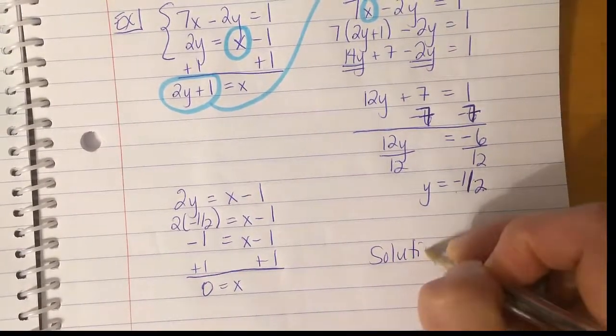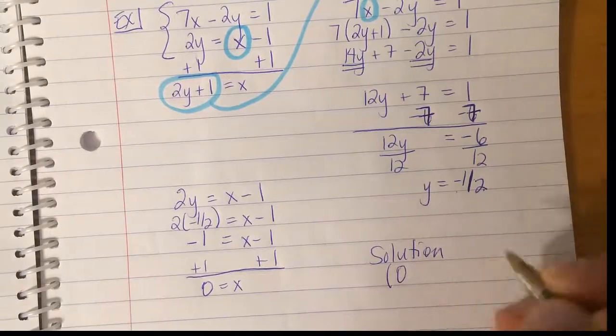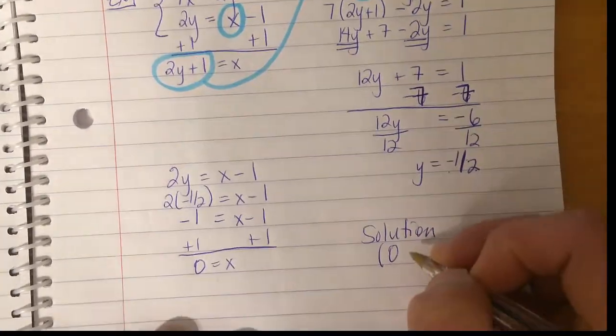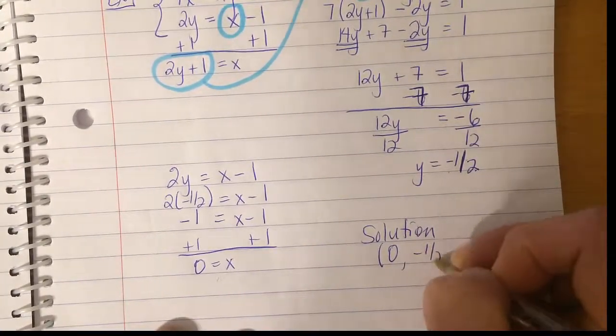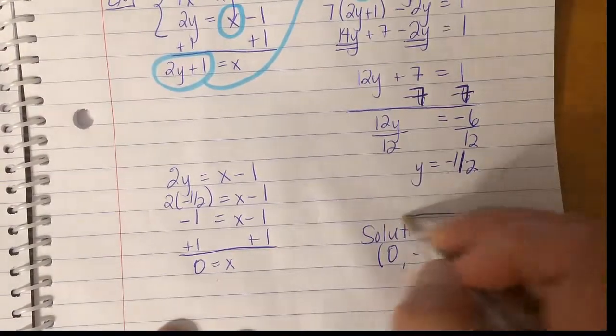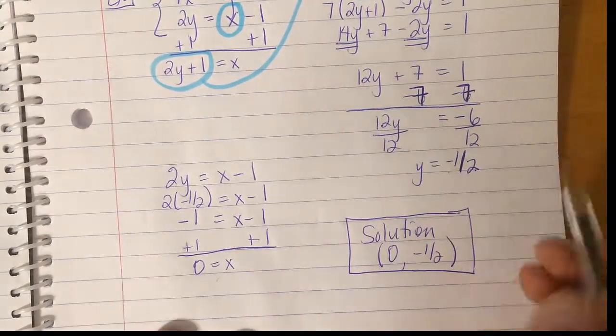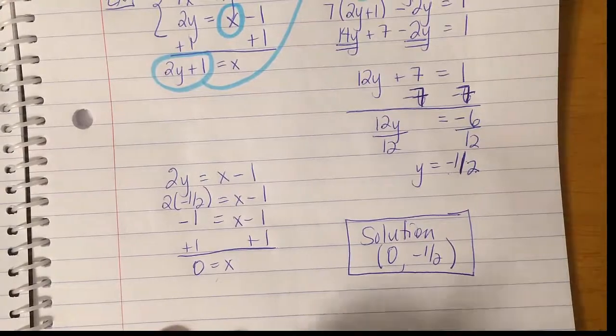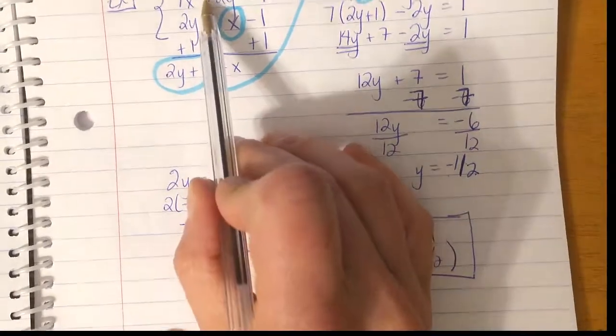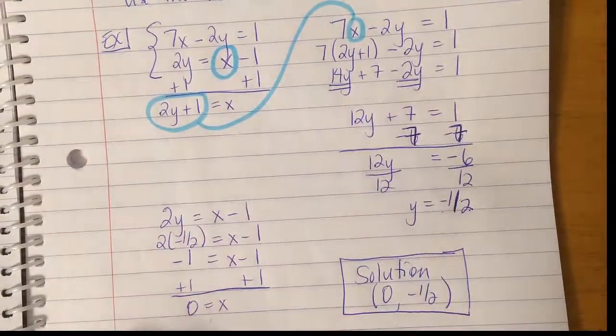My solution is 0 for the x-coordinate and negative 1/2 for the y-coordinate. And again, I can check this by graphing, or I can check by plugging in to both of the original equations and making sure it works.